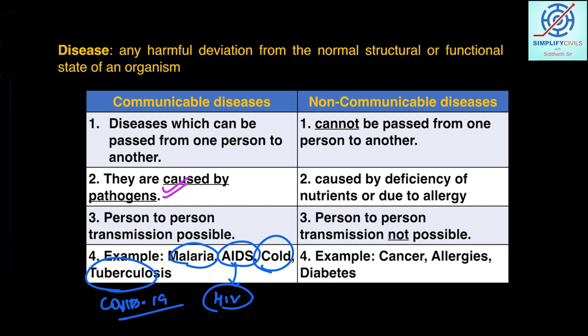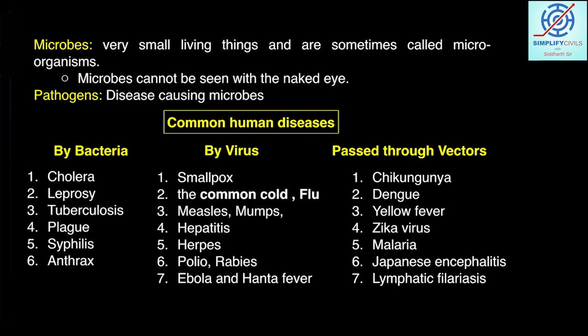They are caused by pathogens. Now this word is very interesting. What are pathogens? If I take you to the next slide, that would be a better way to explain it. There are two terms: one is microbes and another is pathogens. When we say microorganism, the general sense is that these organisms are microscopic. You can see them not through your naked eyes, but only through an instrument, a microscope.